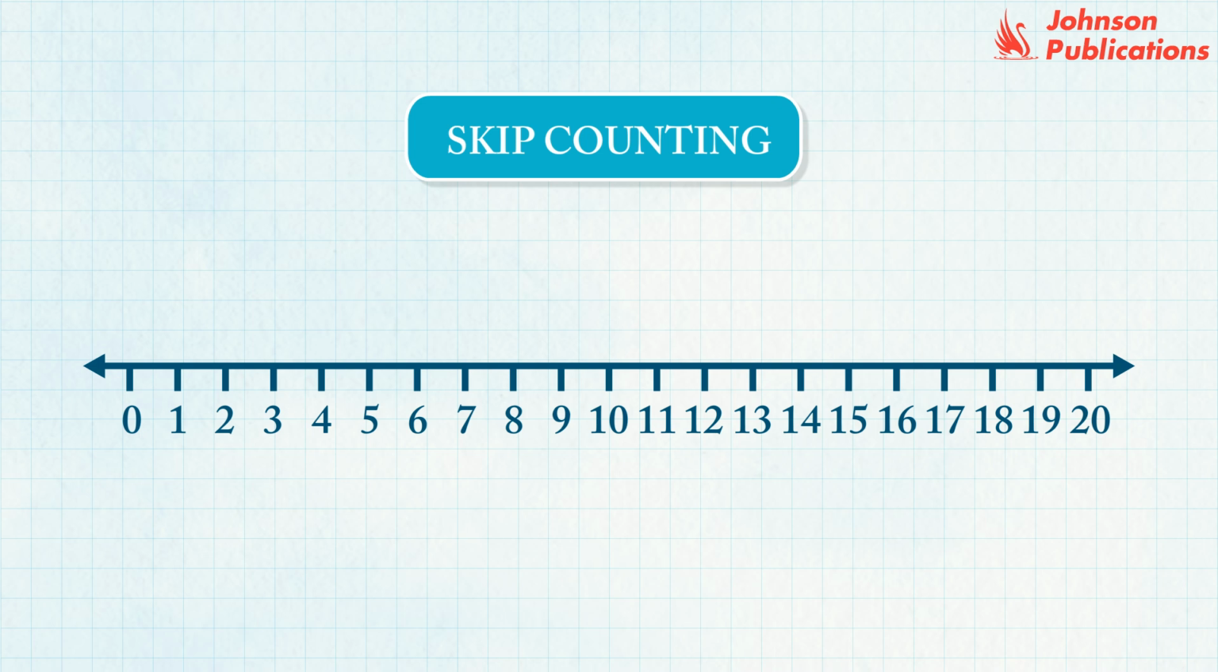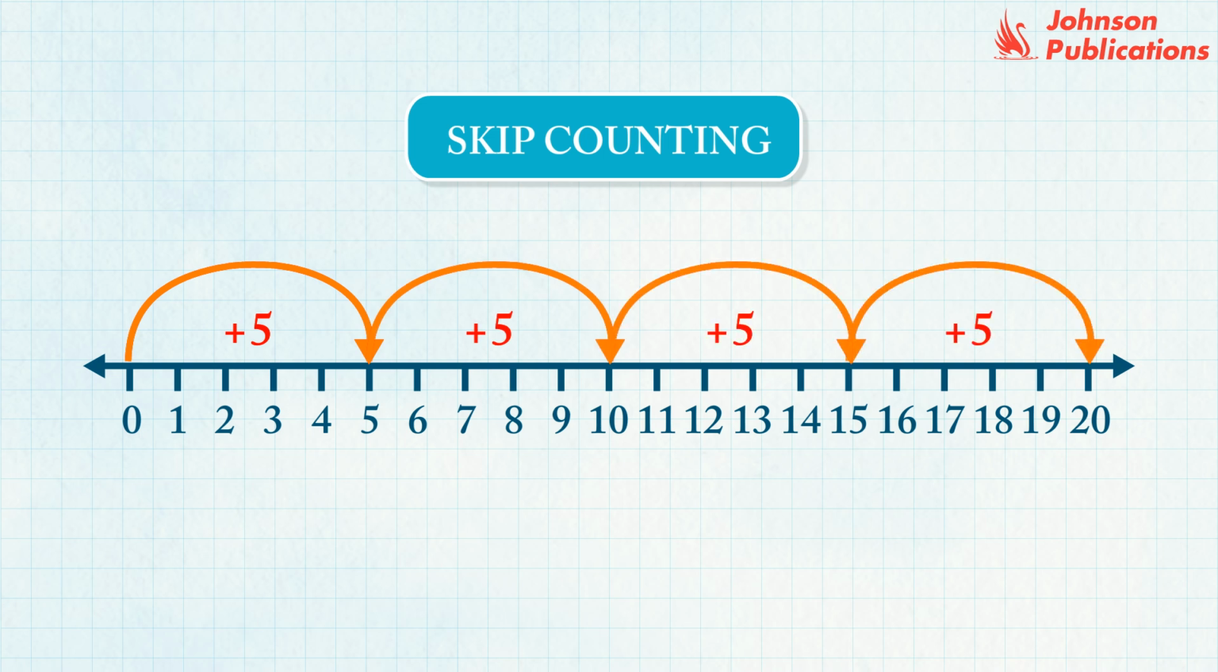Let us skip count by 5s. To skip count in 5s, we keep adding 5 each time to the previous number. If we add 5 each time, we get the count of 5, 10, 15, 20 and so on.